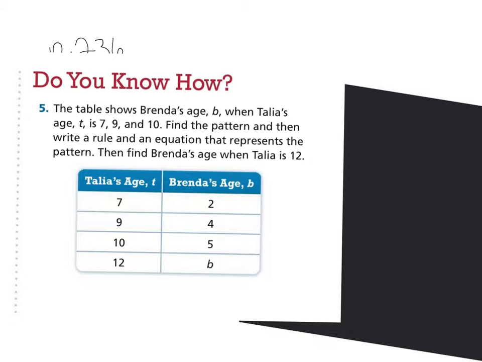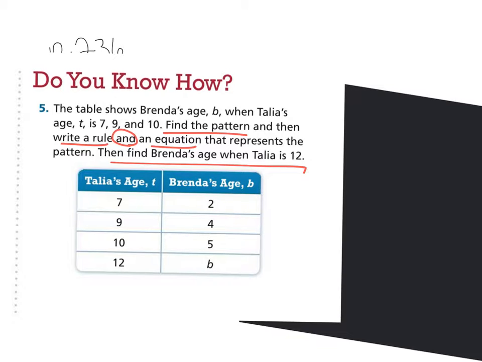Talia is 12. So a lot of things they're asking us to do, so we got to make sure that we are doing all these things. Find a pattern, write a rule, write an equation. Okay, it says and, so pattern, rule, equation, and then we've got to find Brenda's age when Talia is 12. So 4 things they're asking us to do there.